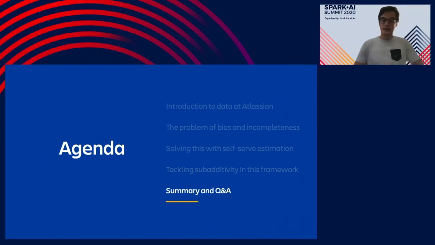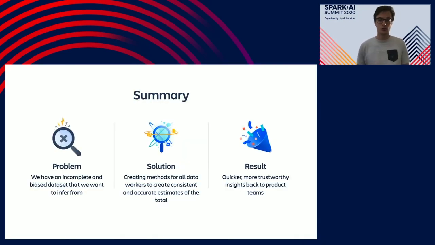So we went fairly deep into the technical implementation of our estimation methodology, but I want to get back to the high-level crux of our problem and solution. Our on-premise product teams rely on a biased and incomplete data set of product use to help them better understand the customer and build better products. And we wanted to infer from that as best we can in a scaled manner. Through using accessible smarts, we've got a method for all data workers to create consistent and accurate estimations for the whole population, with the end result being quicker and more trustworthy insights back to the team.